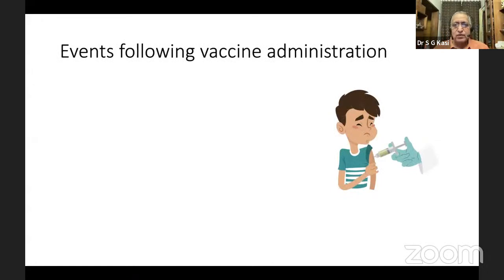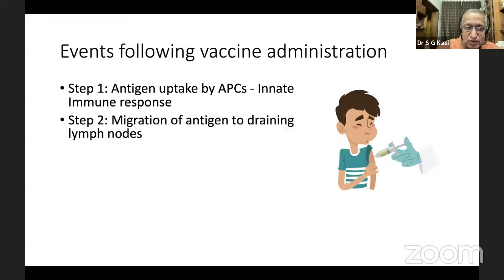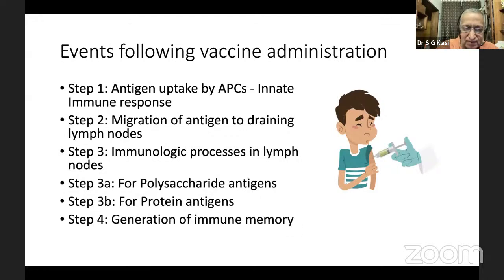So what are the events once you give a vaccine? This little kid has now just received a shot. So what are the events that are going to happen? First, the antigen should be taken up by the antigen presenting cells, giving rise to an innate immune response. These antigen presenting cells then have to reach the draining lymph node where the immunological response occurs. Within the lymph node, the immunological processes are slightly different for polysaccharide antigens and protein antigens. And finally, generation of immune memory.